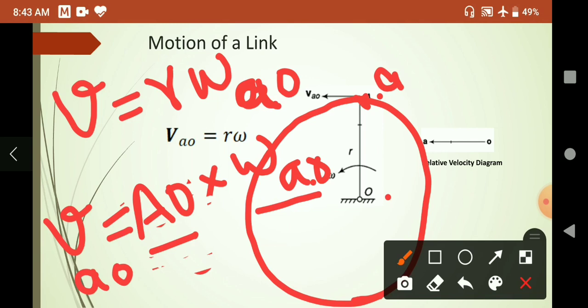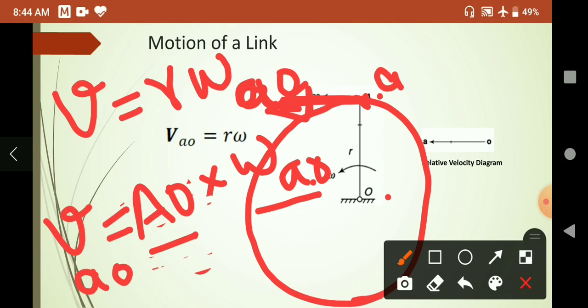The direction will be tangential to the circular path at that particular instant. Or in other words, tangential is nothing but perpendicular to link OA. So the direction of the velocity of A relative to O will be perpendicular to link OA.